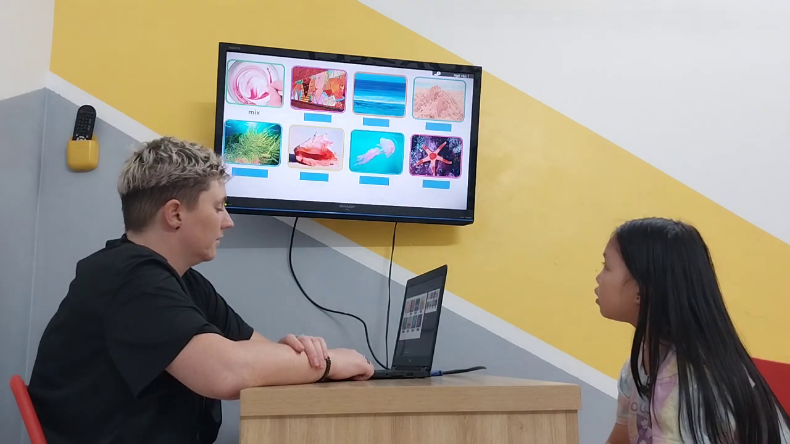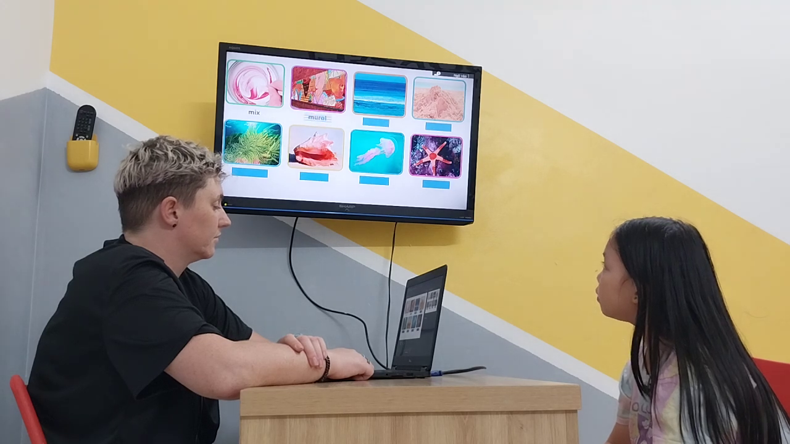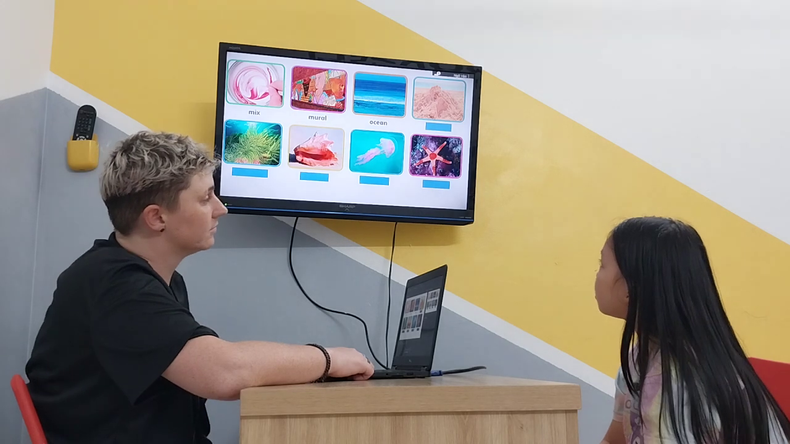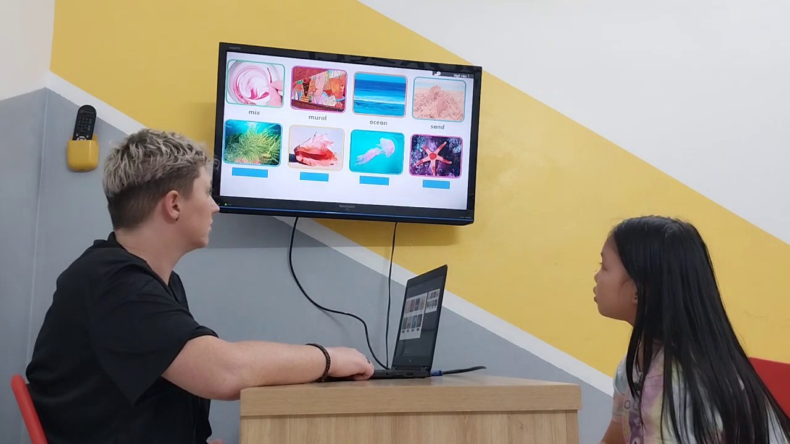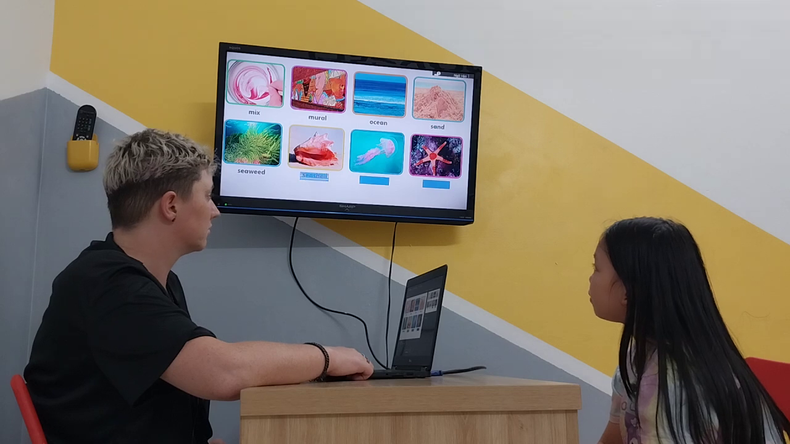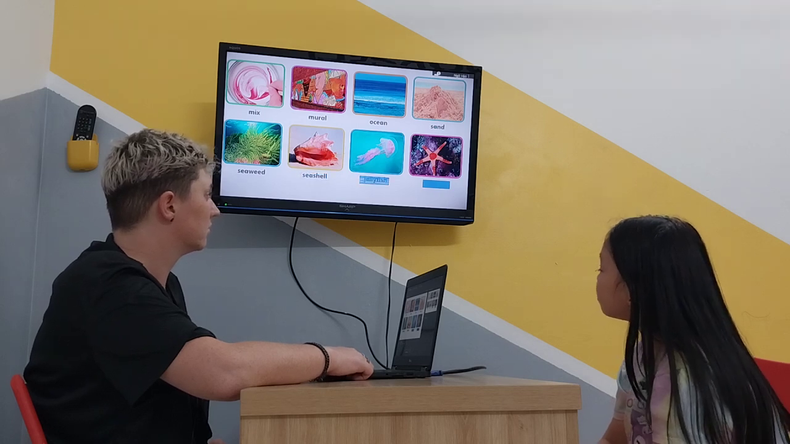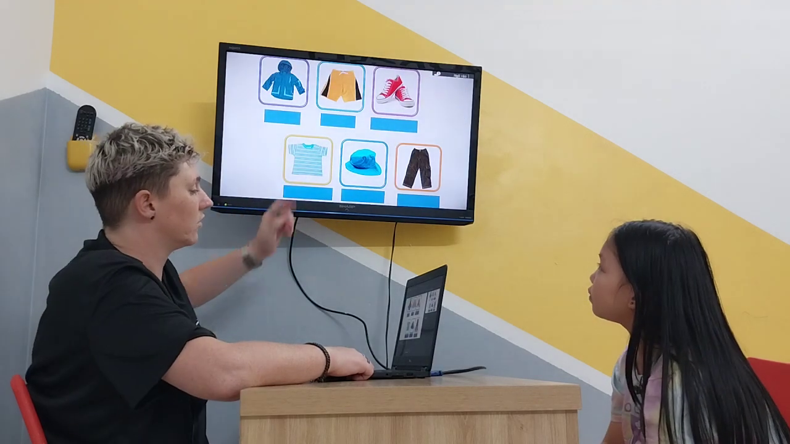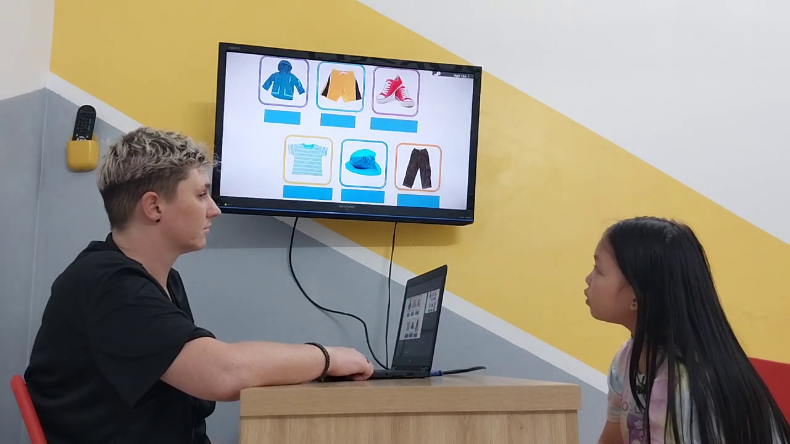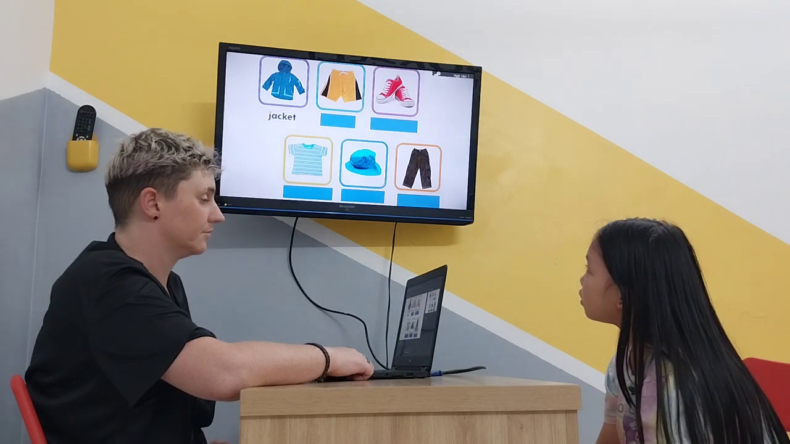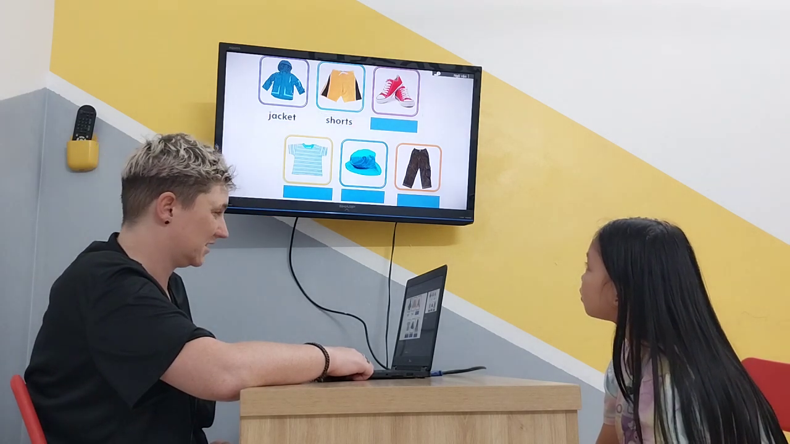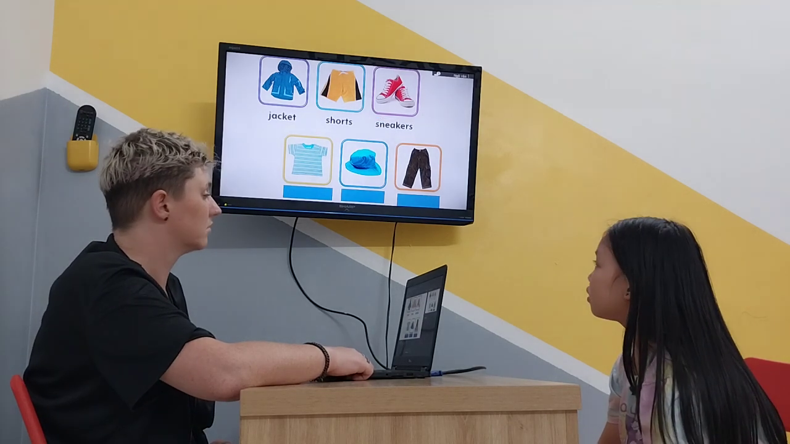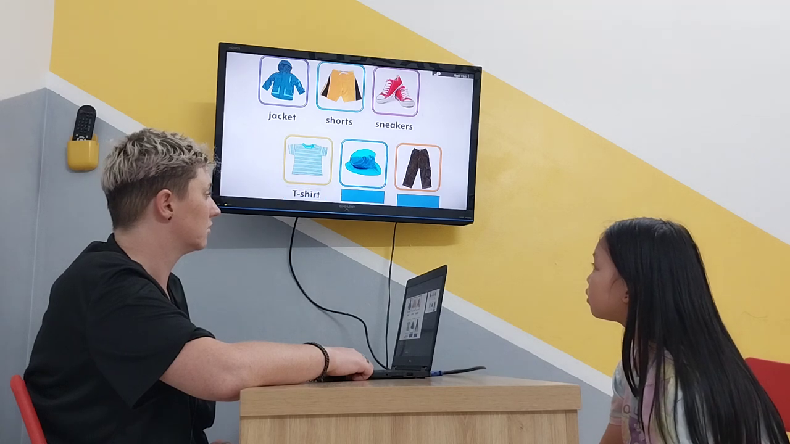Okay, name the pictures again for teacher. Mirror, season, ocean, sand. Good. Seaweed. Seashell. Jellyfish. Starfish. Good. Okay, name the clothes for teacher. Jackets. Good. Shorts. Sneakers. Good. T-shirt. Good. Hat. Good.